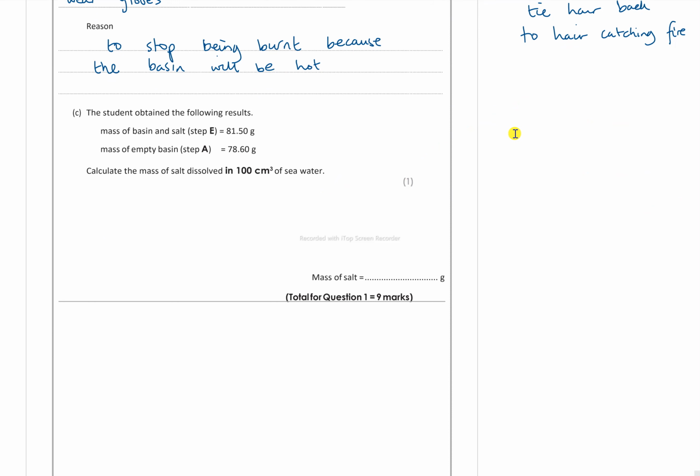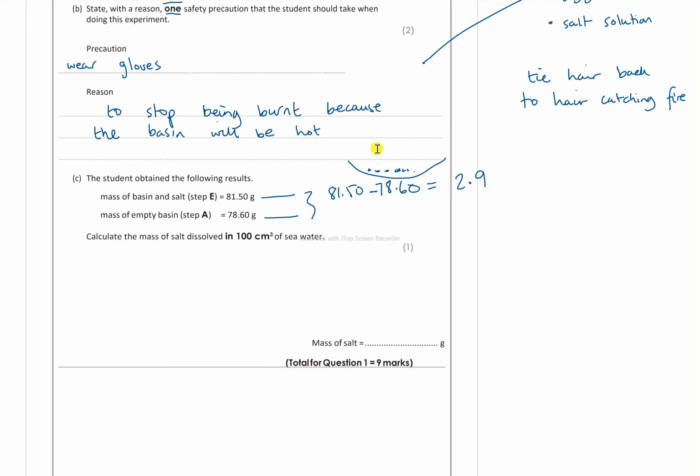Right, the student obtained the following results: mass of basin with salt, empty mass. Now, how much mass of salt was there? So you had your basin, it weighs 78.6. If you put salt in it, it weighs 81.50. So the difference is, what is it? 2.9. Right.